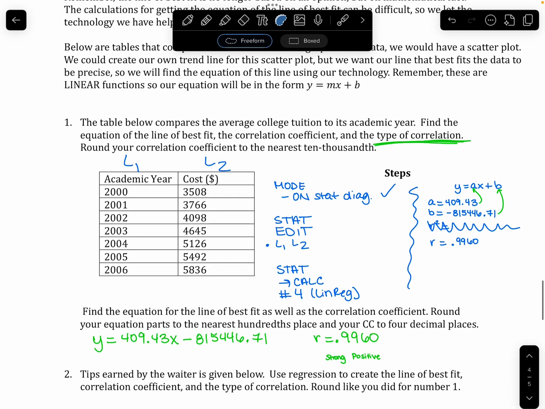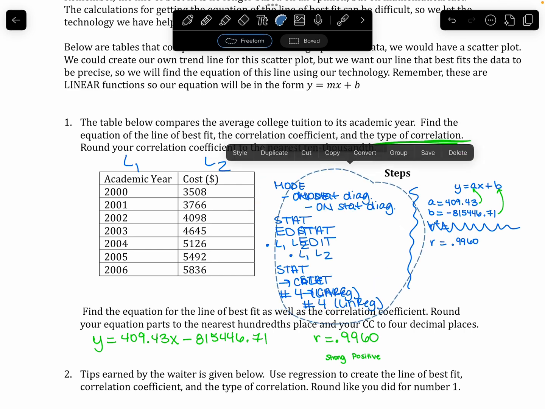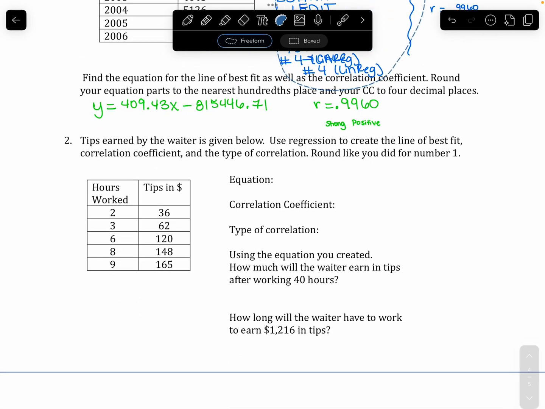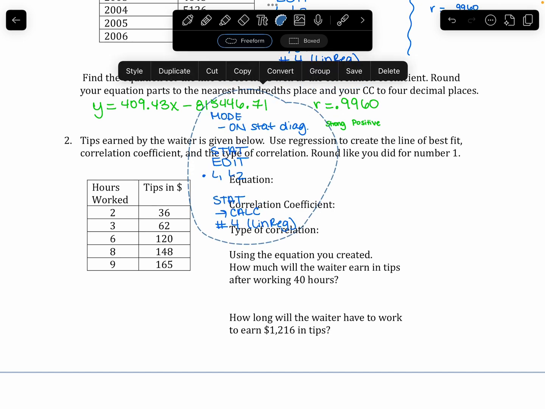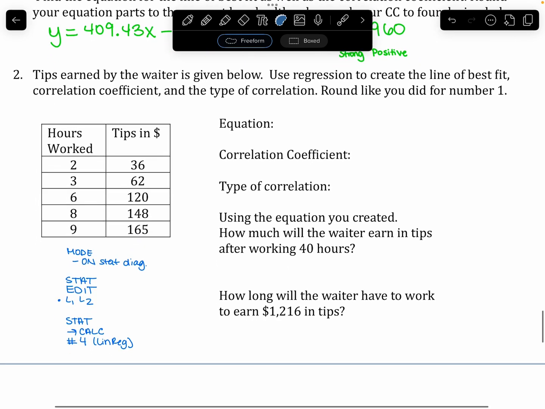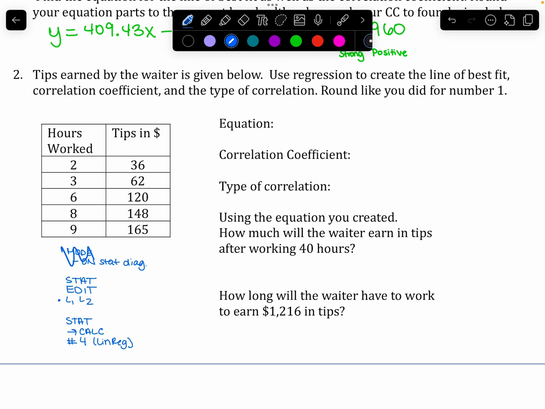You plug it into the calculator using these steps. So I'm going to do the same thing again for my second equation. Just to make our life a little bit easier, I'm going to copy this, duplicate it, and move it down here so that as we work through it with our calculator, we can see our steps.